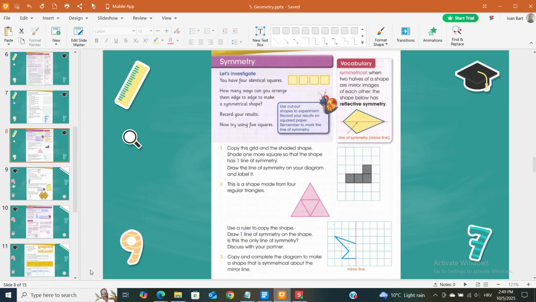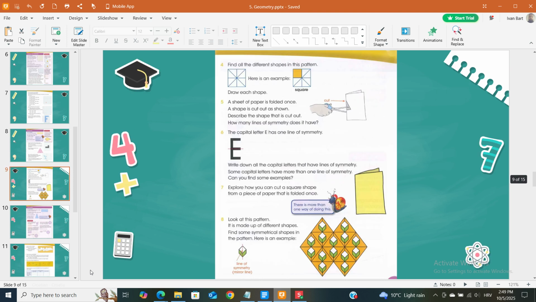Discuss with your partner. 3. Copy and complete the diagram to make a shape that is symmetrical about the mirror line. Mirror line. 4. Find all the different shapes in this pattern. Here is an example. Draw each shape.